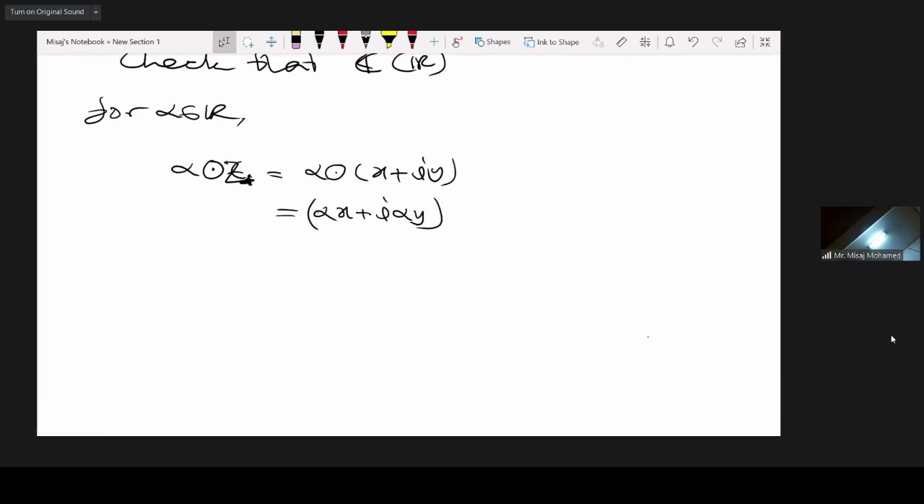So in here, scalar multiplication is defined. Now, is it possible to check whether this set of complex numbers is a vector space over R? So you have to do it at home.